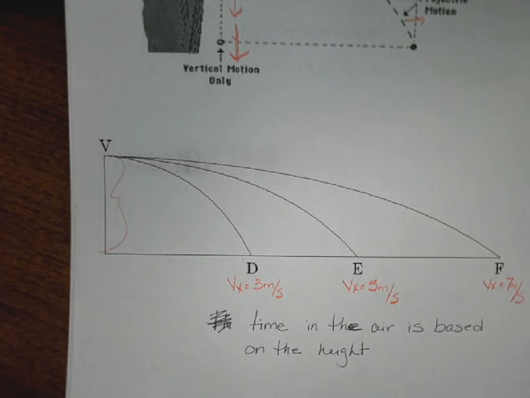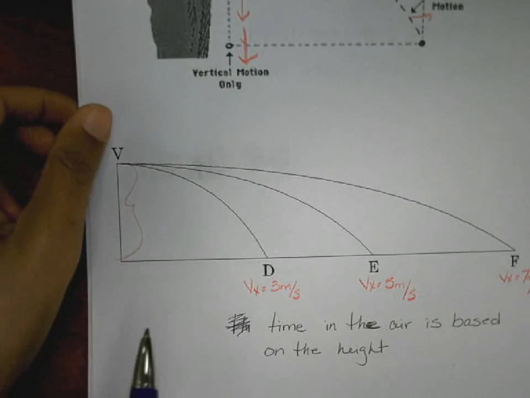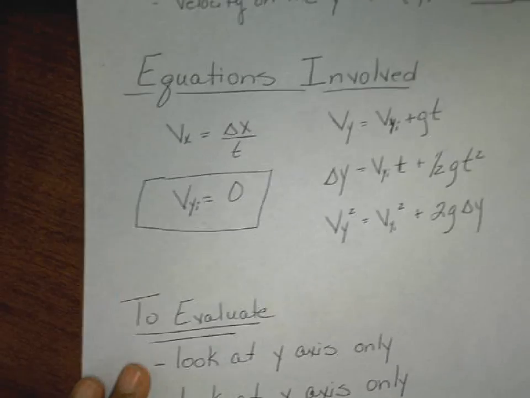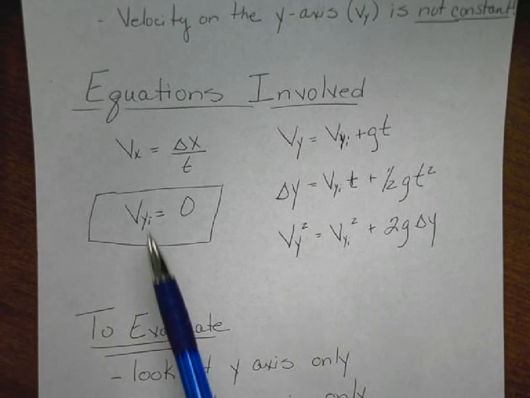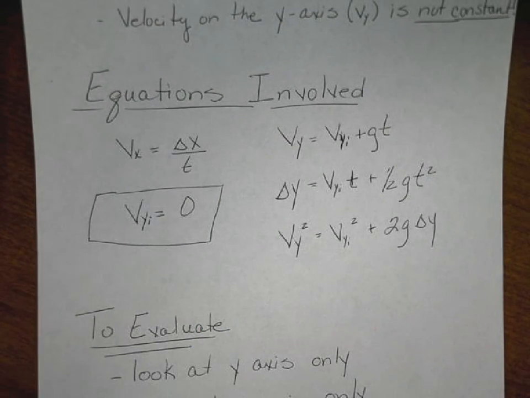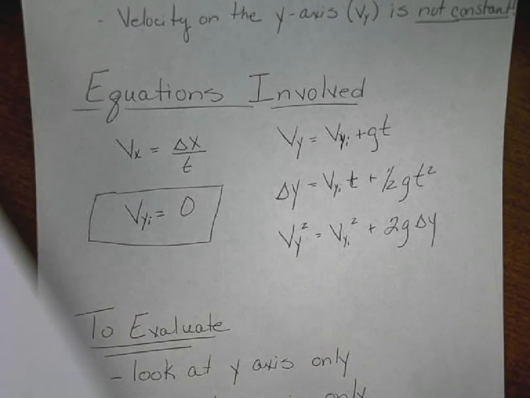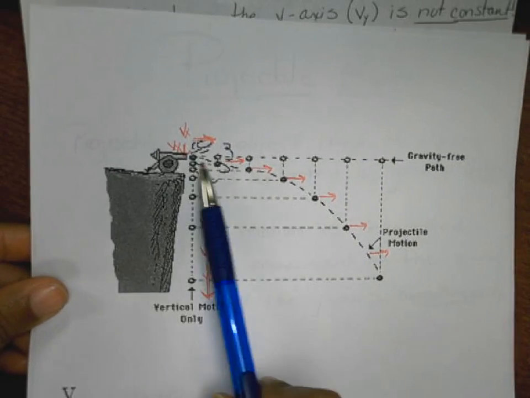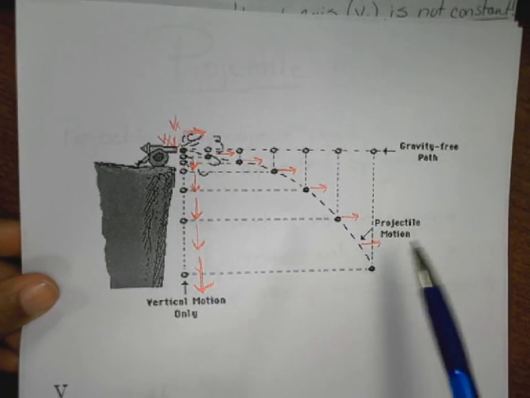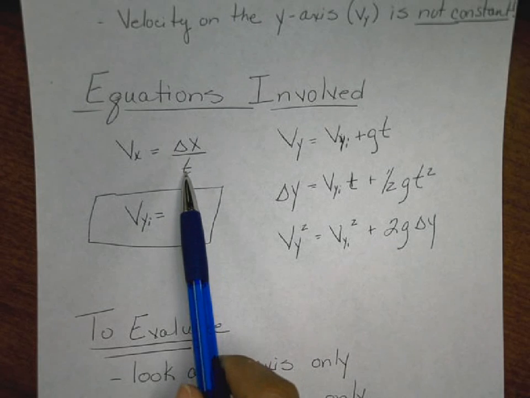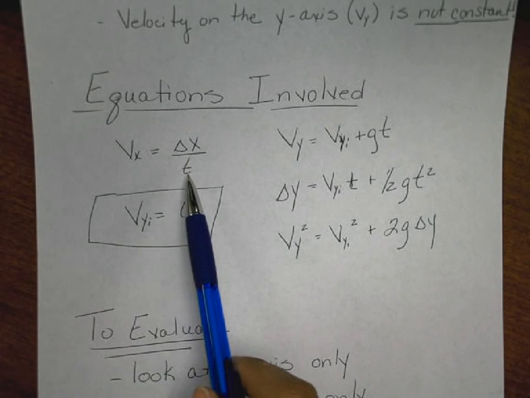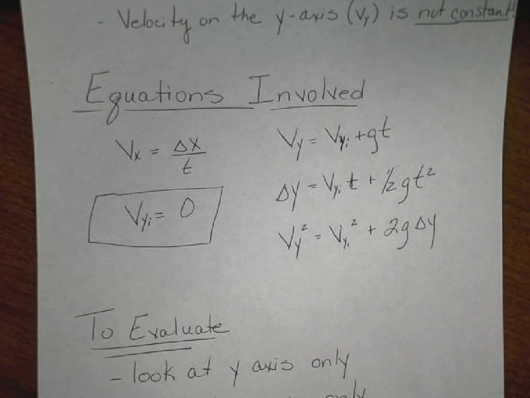Alright, so now let's talk about the equations that are involved. They're actually fairly simple. You already know them. We're just going to apply them in 2 dimensions. So here are the equations that are involved. We have velocity on the x is equal to delta x over t. That is the only one for horizontal motion. For the horizontal motion of this projectile, which is this way, since it's constant, we use the constant velocity equation. That is it. Okay, so velocity on the x is delta x over t.